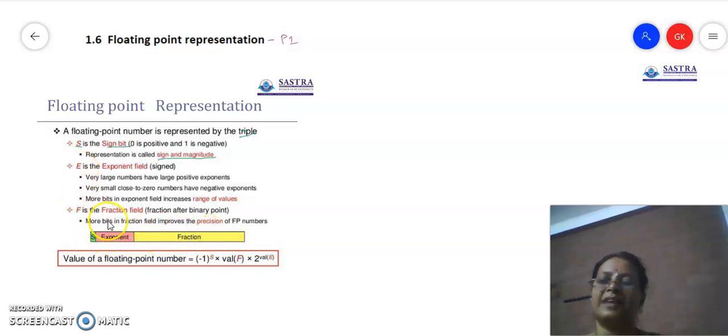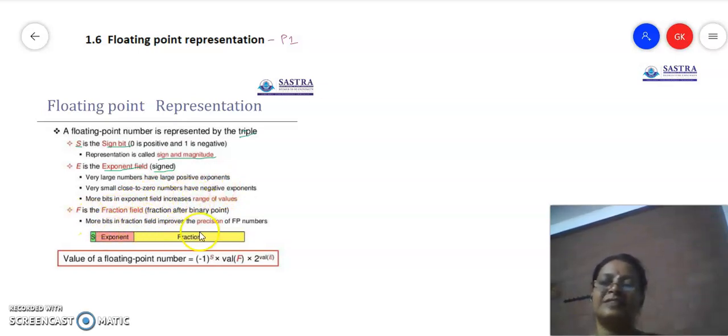And then we have the second component as the exponent. E is going to be called the exponent field, and the exponent field normally will have a sign. So very large numbers will have a positive exponent and very small numbers will have a negative exponent. The number of bits in the exponent field increases as the range of values increases.